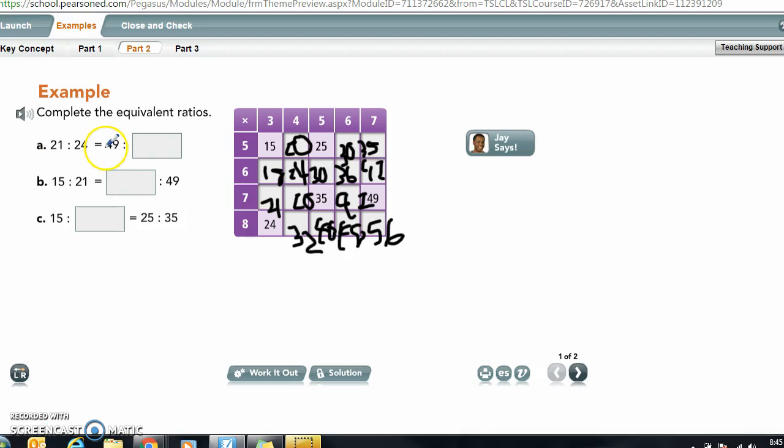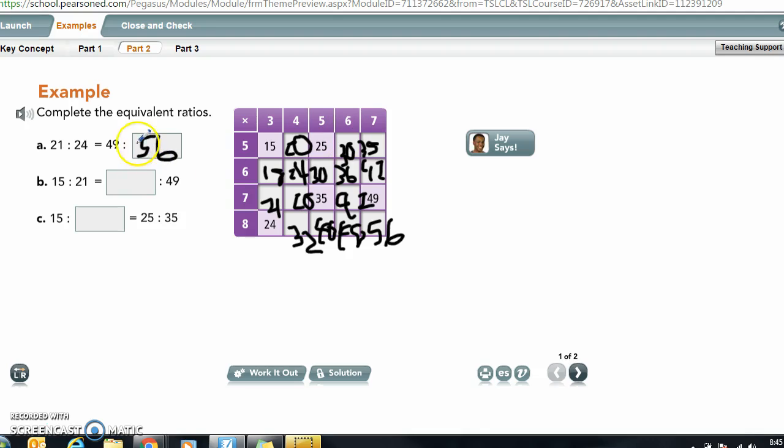So they want us to find equivalent ratios of 21 to 24. So I need to go through and find where 21 to 24 is. 21 will be 7 times 3, and 24, which is right here, is equivalent to... well, 49 would be my first number. So I'm moving from the 3 columns to the 7 columns. That box needs to have 56 inside of it.